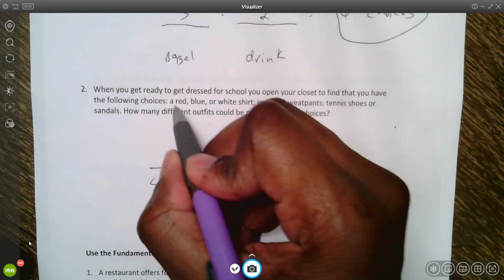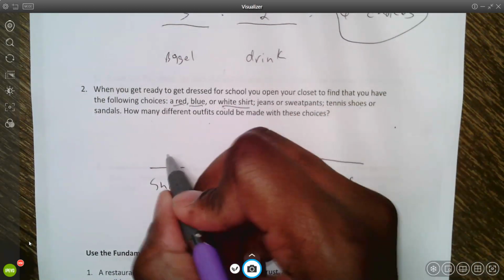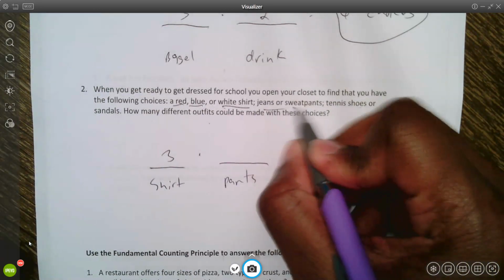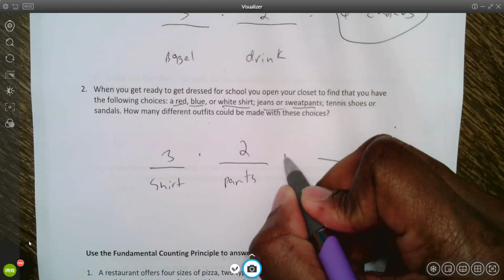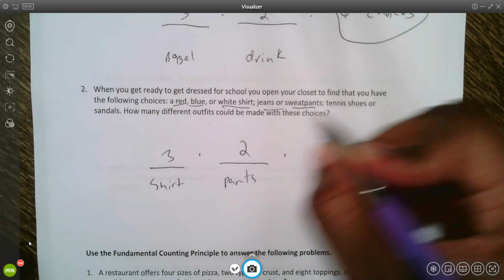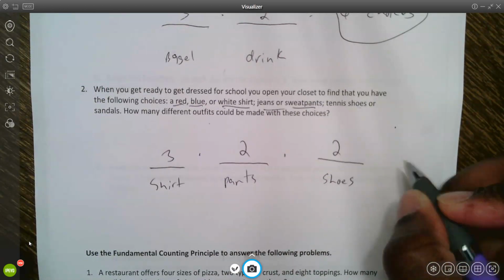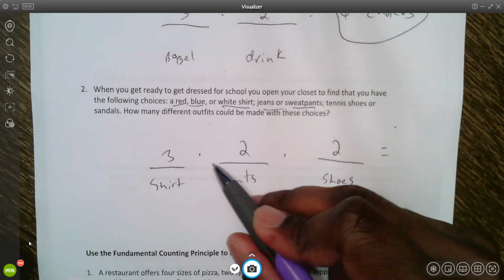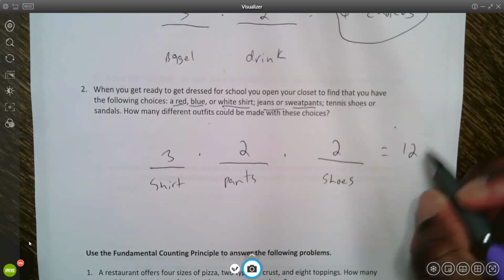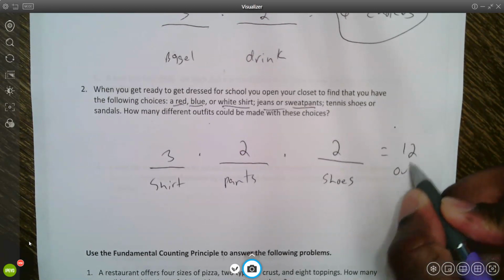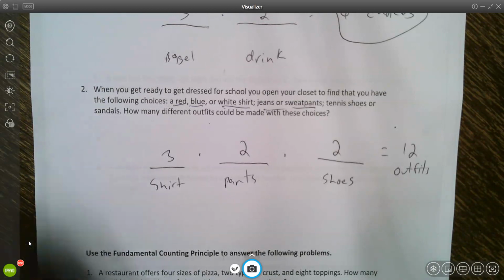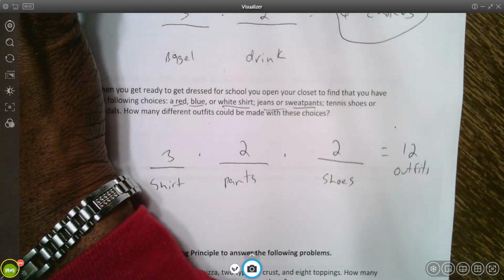So in my shirts, I have a red, blue, and white. So I got 3 options for my shirts. For my pants, I have jeans and sweatpants, so I got 2 options for that. And for my tennis shoes and sandals, I got 2 options for those. So the answer is going to be 3 times 2 times 2, which is 6 times 2, so it's 12. So 12 outfits can be made with that information. Alright, so pretty easy, right? Let's try a new one.